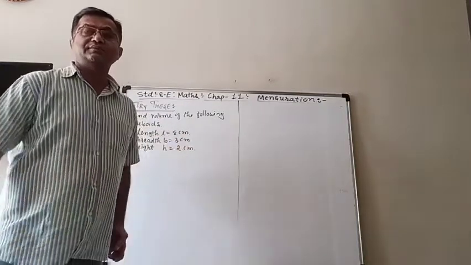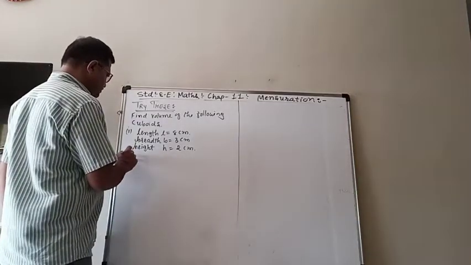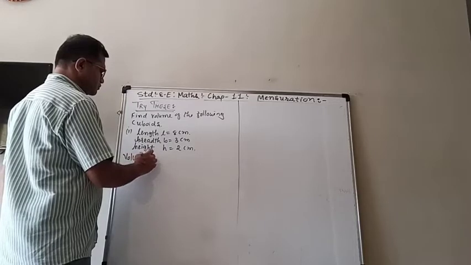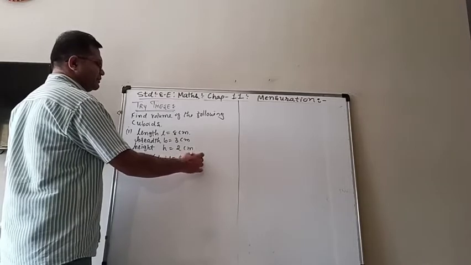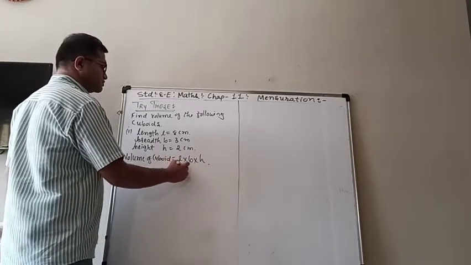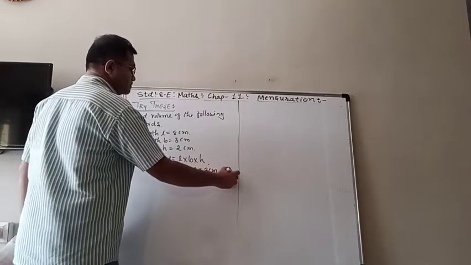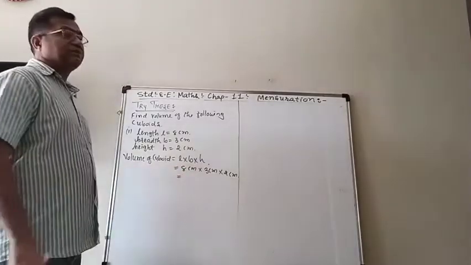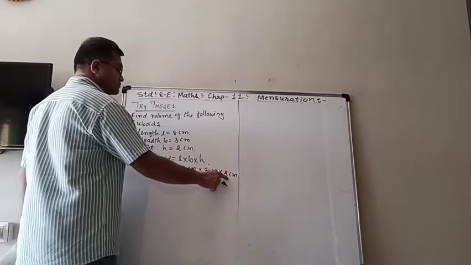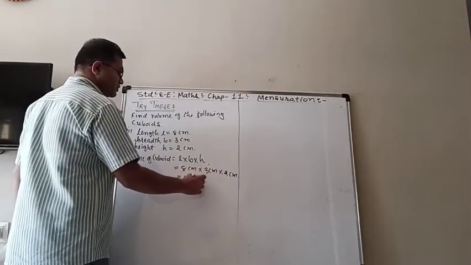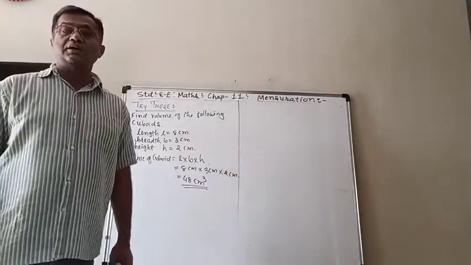Now it is very simple to find the volume. So volume of cuboid is given by the formula L multiplied by B multiplied by H. That is 8 centimeter multiplied by 3 centimeter multiplied by 2 centimeter. So 8 3s are 24, 24 2s are 48. So 48 centimeter cube. That is the volume of the first cuboid.